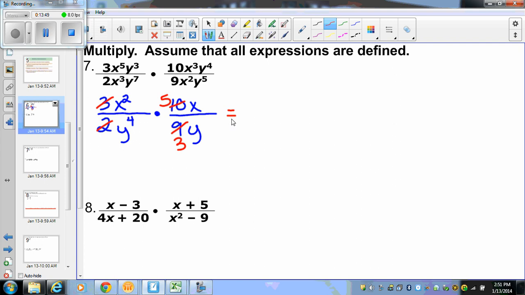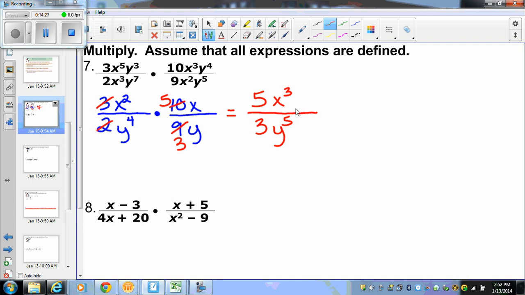So now that I've canceled out everything that I can, I'm going to multiply everything that's left, and you multiply everything across the top and then everything across the bottom. So in terms of numbers, the only number I have in the numerator is a 5. With variables in the numerator, I have x squared times x. Remember, you add your exponents, so that would become x to the 3rd. In the denominator, the only number I have is a 3, and then I have y to the 4th times y to the 1st, which is y to the 5th. So now everything has been multiplied.